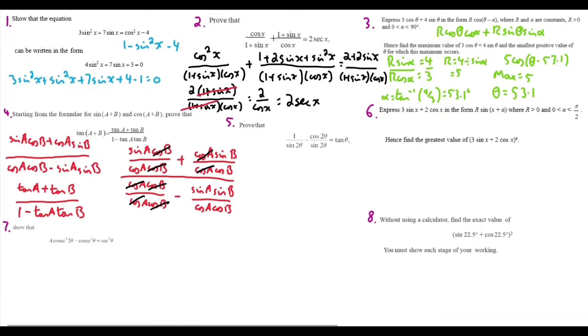For question 5, we now have prove that 1 over sine 2 theta minus cos 2 theta over sine 2 theta equals tan theta. Well, we have two fractions that we're going to be minusing from each other. They're already over the same denominator, so we can just combine them together straight away. So it becomes 1 minus cos 2 theta on the top over your sine 2 theta.